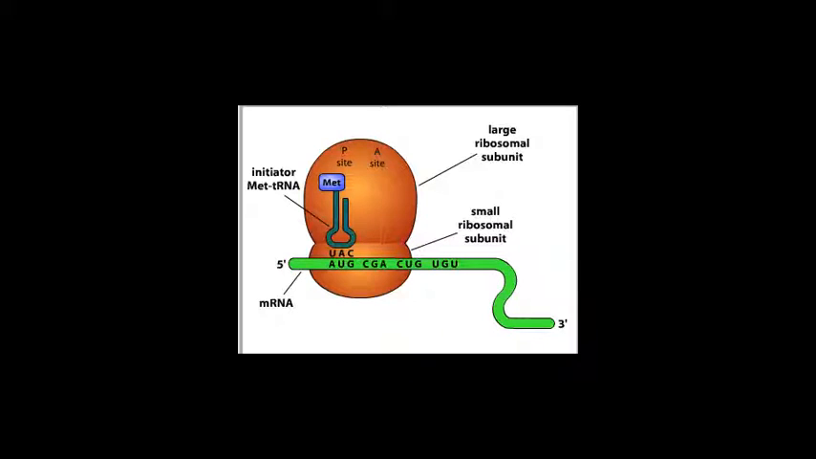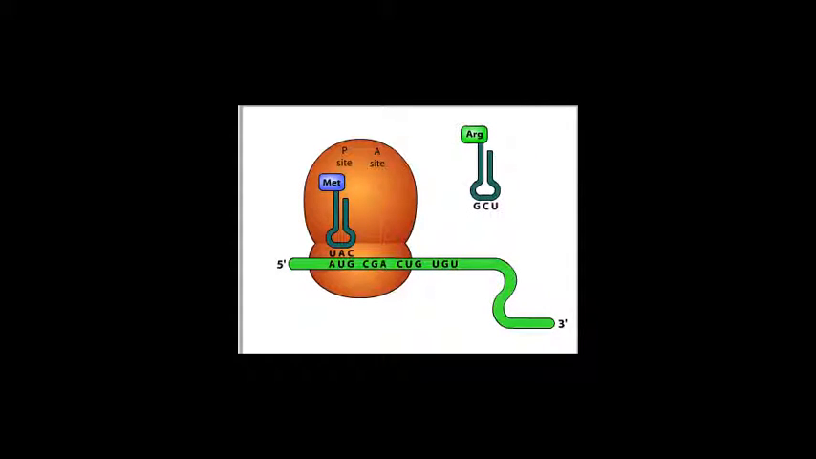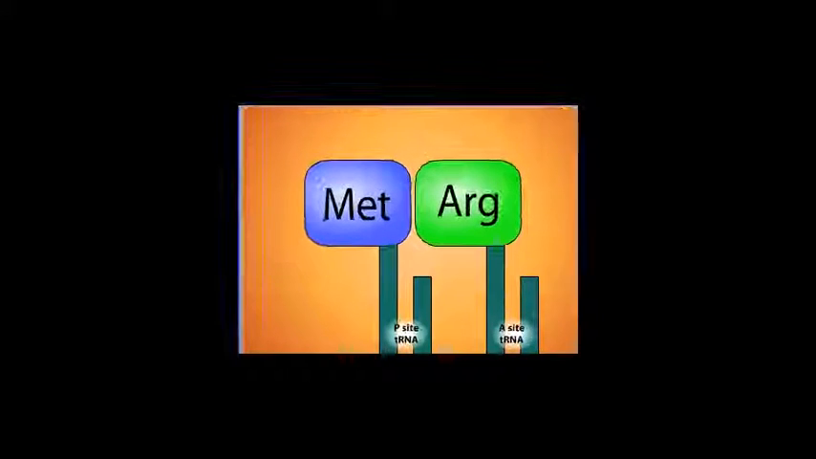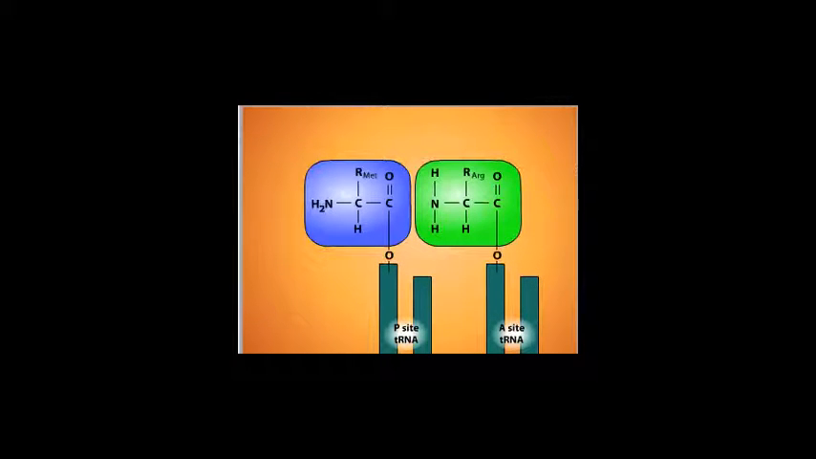Once an initiator methionine tRNA complex is positioned at the AUG start codon, elongation of the amino acid chain proceeds. The next aminoacyl tRNA binds the ribosome at the A site. The amino acid at the P site is transferred to the amino acid attached to the tRNA at the A site. The amino acids are linked by the formation of a peptide bond. Peptide bonds are formed by reaction of the alpha amino group of the A site amino acid with the carboxyl group of the P site amino acid.